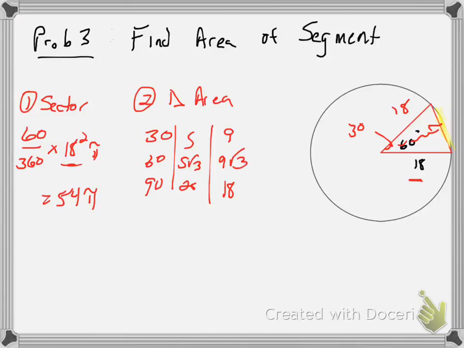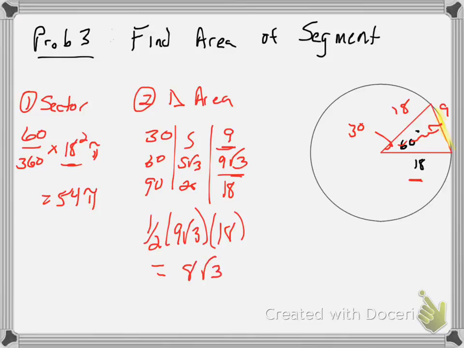So to find the area of the triangle, it's 1/2 the height, which is 9 radical 3, times my base, which is going to be double the 9, which is 18. So I need both these numbers here, 9 and 9 radical 3, because this is 9, giving us our whole base of 18 as well. Then find the area of that triangle. It gives us 81 radical 3.